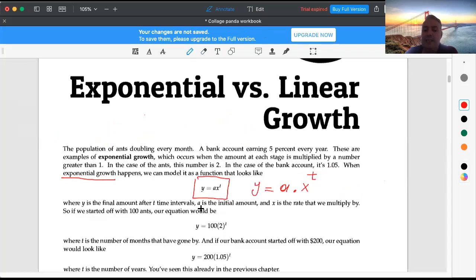What does it mean? Here, a is the initial amount, so at the beginning of the action, the initial value. And here x is the rate that we multiply by, so x is the rate, and t is the time. We will see the exercises.